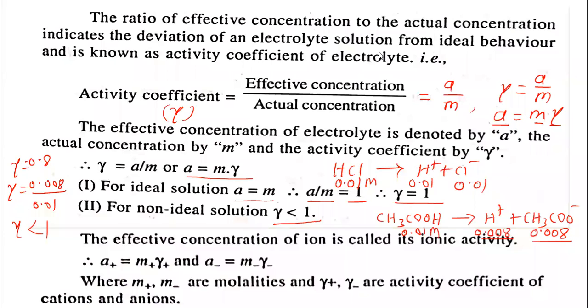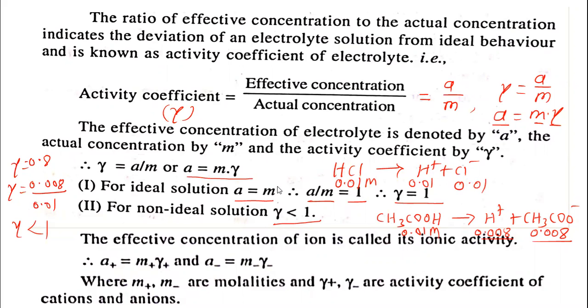So for an ideal solution, A equal to M, therefore gamma is equal to 1. For a non-ideal solution, A is not equal to M, therefore gamma is not equal to 1. It is generally less than 1 for a non-ideal solution.